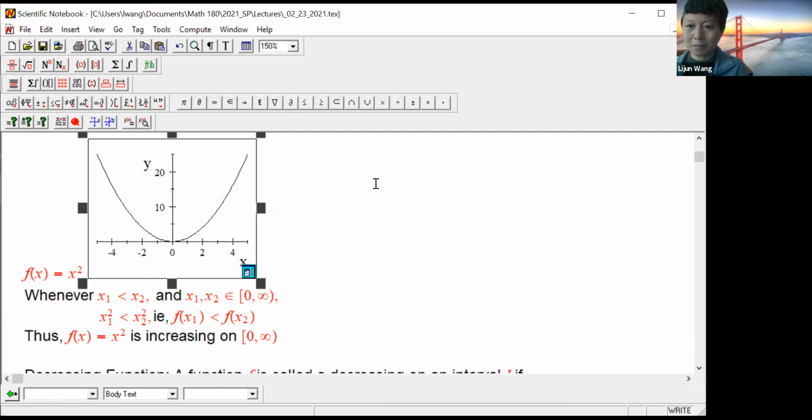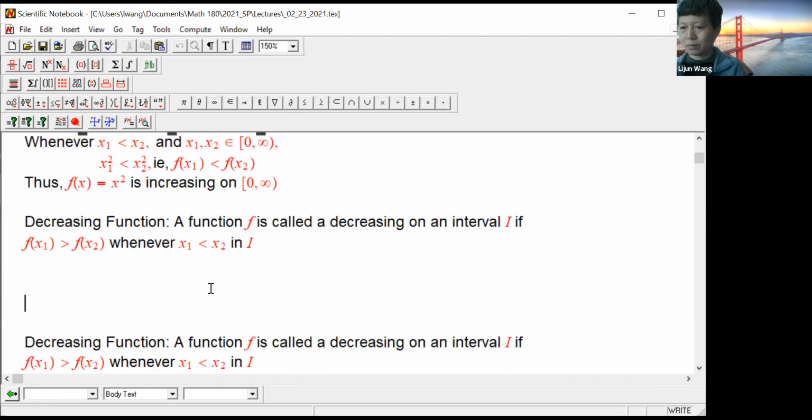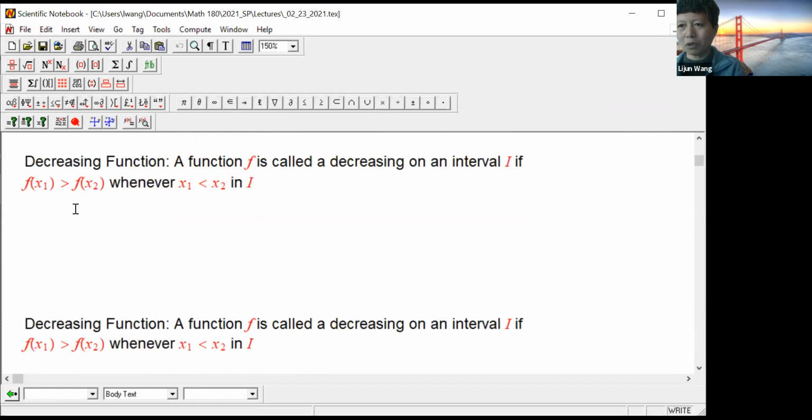Okay, so can you make a similar statement about decreasing? Because you can clearly see this is decreasing, isn't it? This piece is decreasing, right? But this piece of decreasing obviously is from negative infinity to 0. Okay? So I'm going to copy this picture and we're going to try to make a statement, okay?